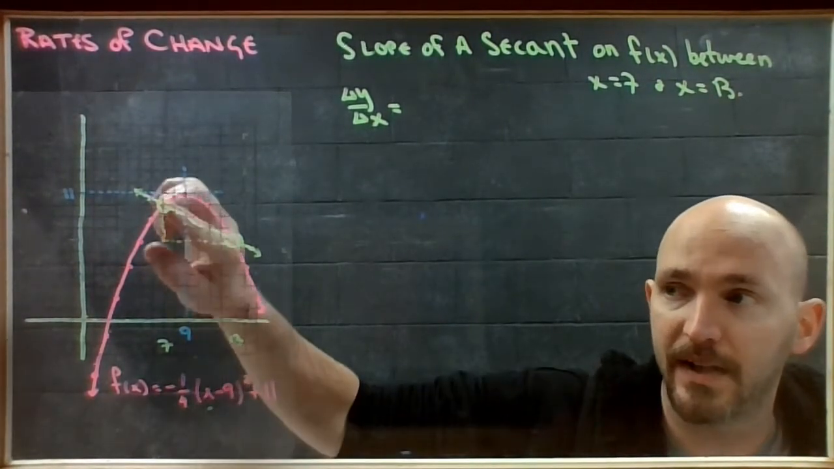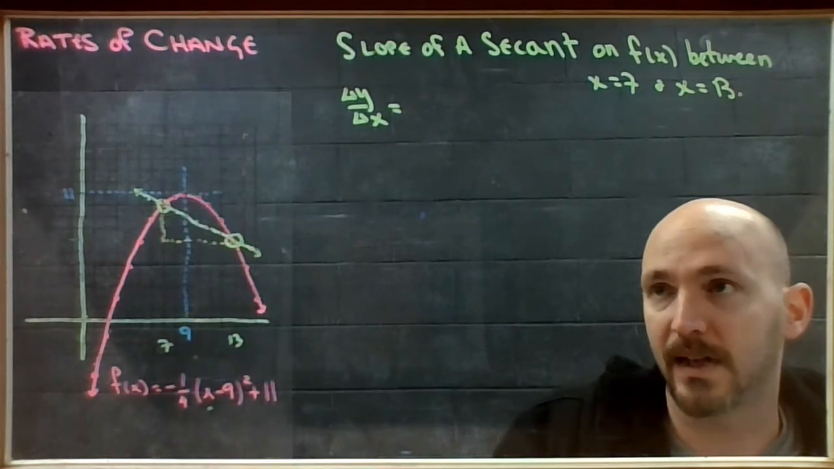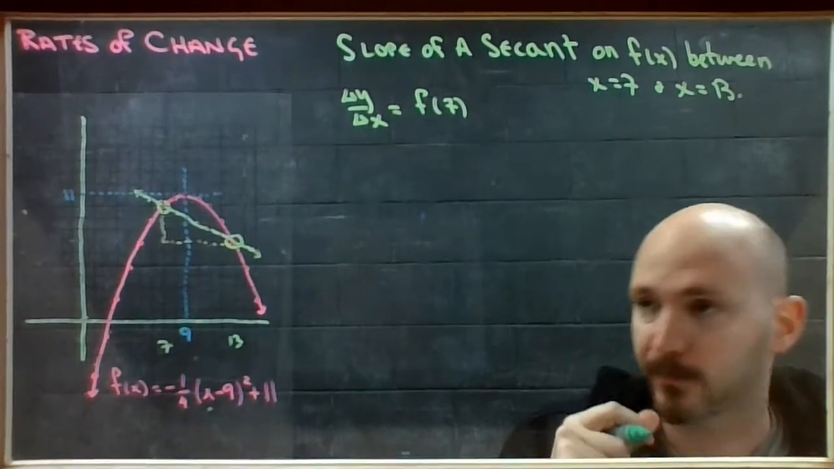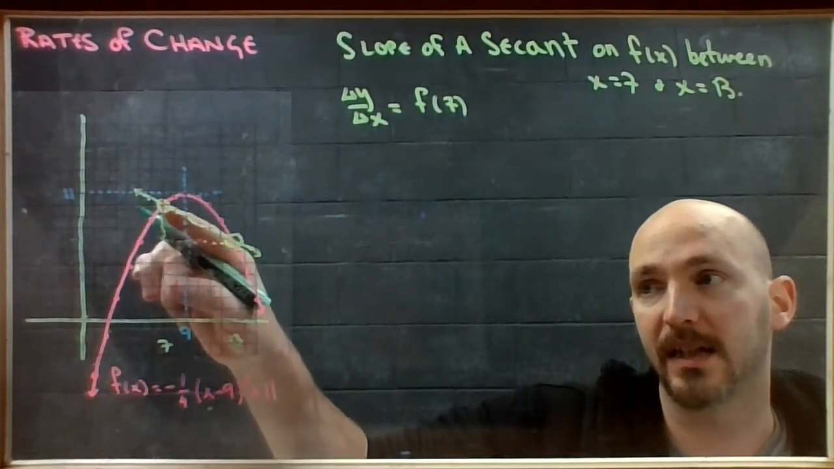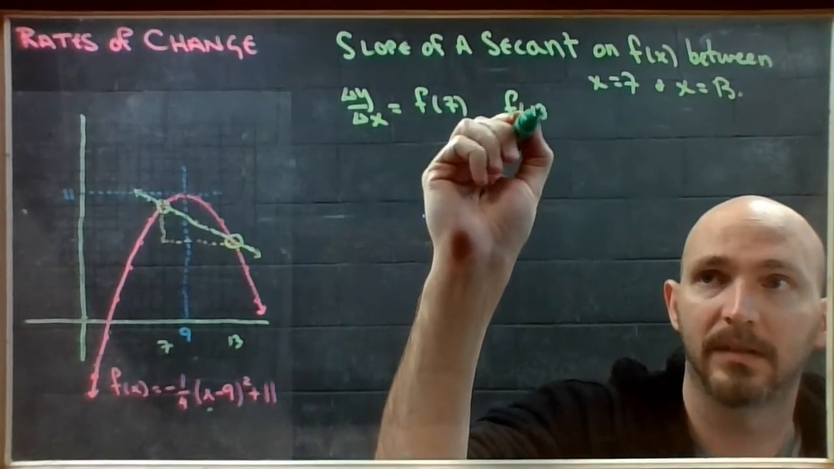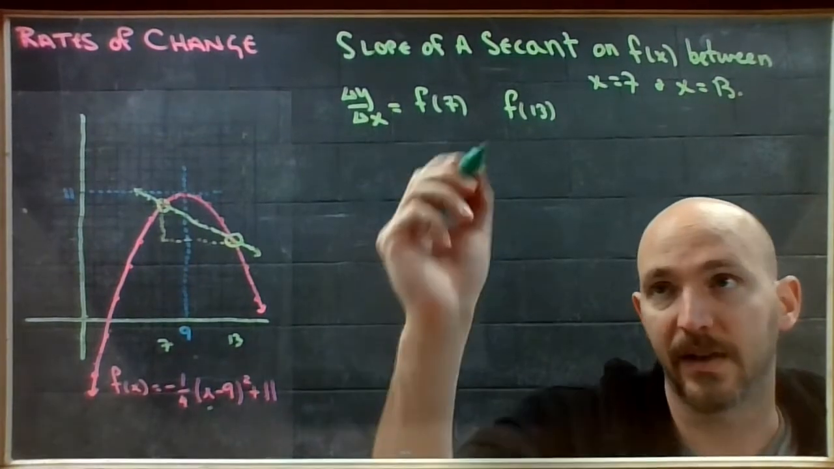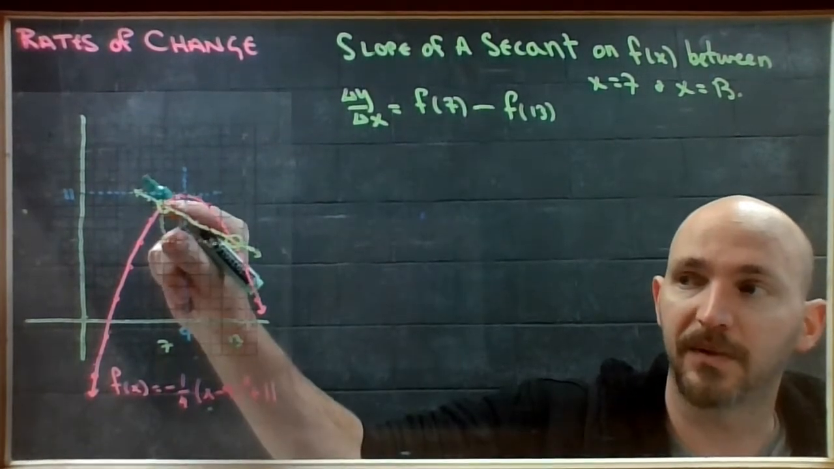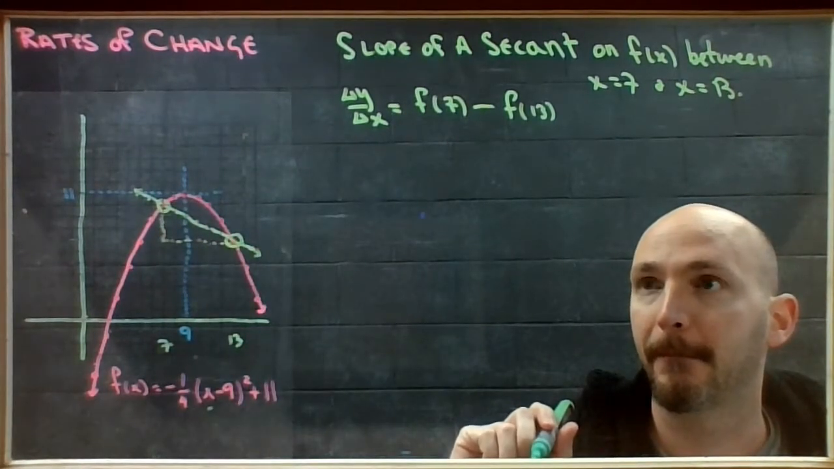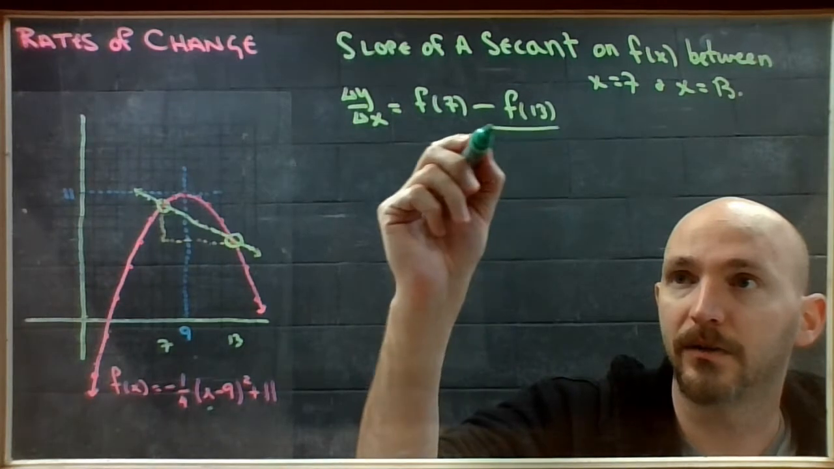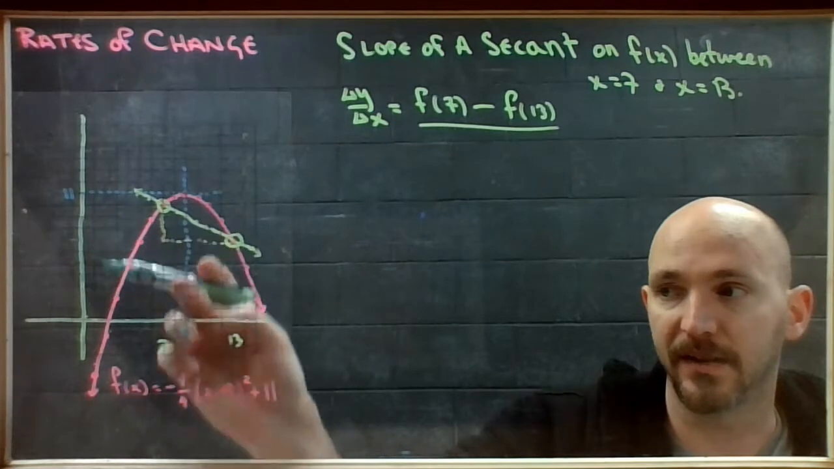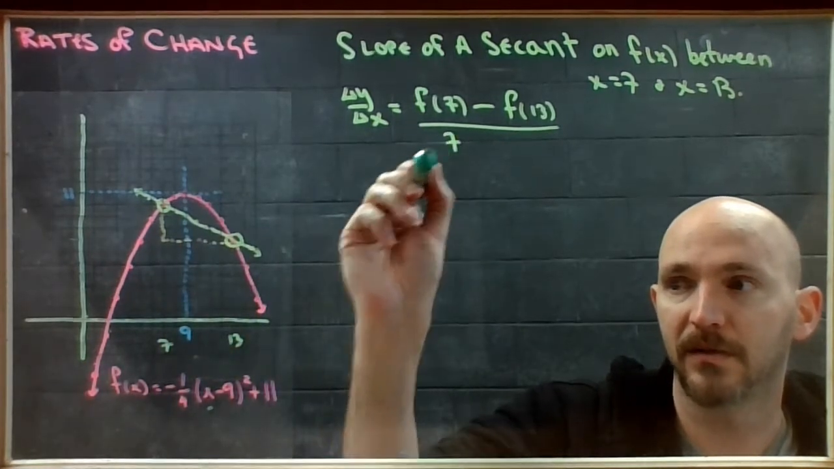So in order to find out this height here, I'm going to have to take the function and evaluate it at 7. And then I'm going to have to take the function evaluated at 13. And I'm going to have to subtract the two values. So this thing drops, right, is the difference between here and here. Underneath, I'm going to have to take the gap that this thing goes horizontally. So it goes from 7 to 13.